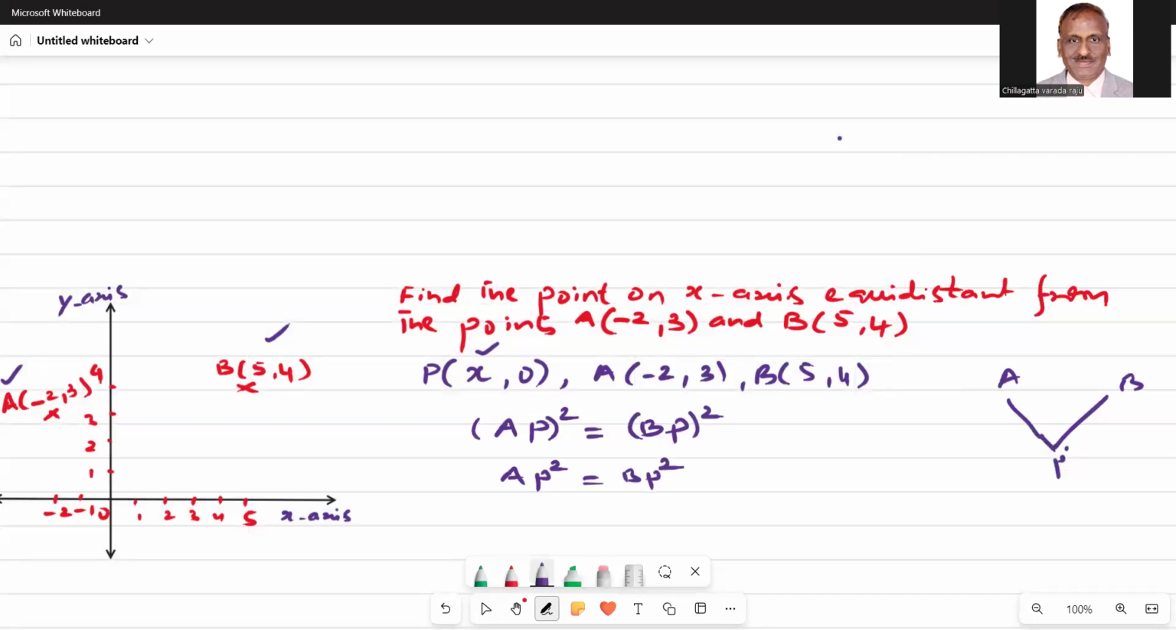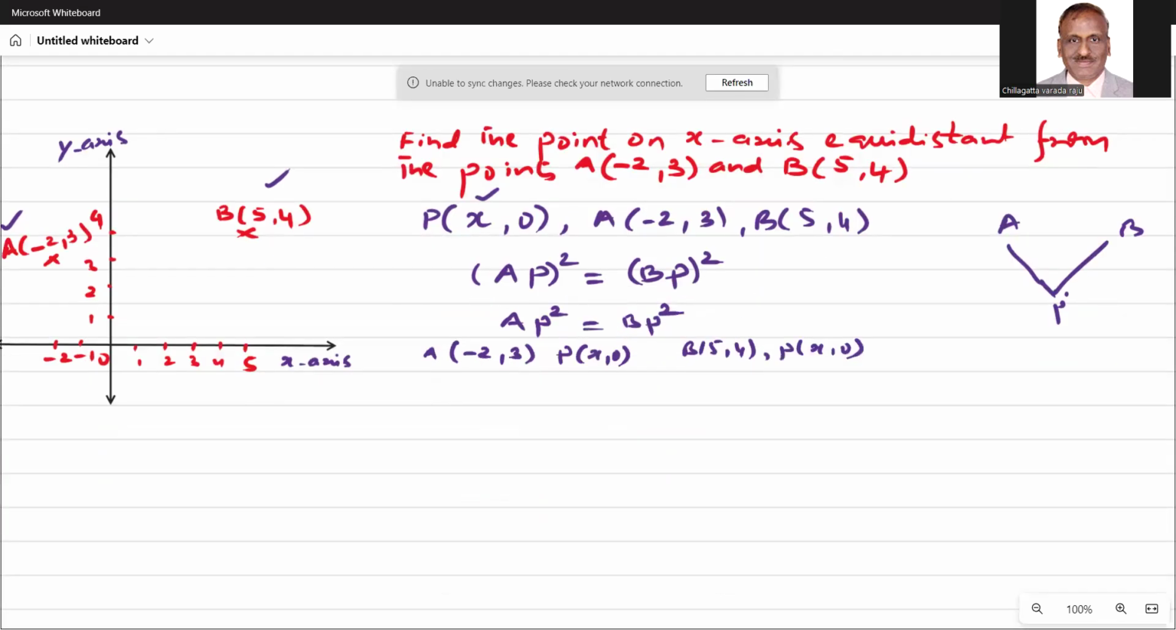So I need not write the square root of x2 minus x1 whole square plus y2 minus y1 whole square. AP square means without square root, you can directly substitute in the distance between 2 points formula without the root. So what is our A here? A is minus 2, 3 and P is nothing but x, 0 in the left hand side. And in the right hand side, what do we have? B is, what are the coordinates of B? 5, 4. B is 5, 4 and P is x, 0. So when you substitute these values in the formula AP square, x2 minus x1 whole square, what are you going to get?